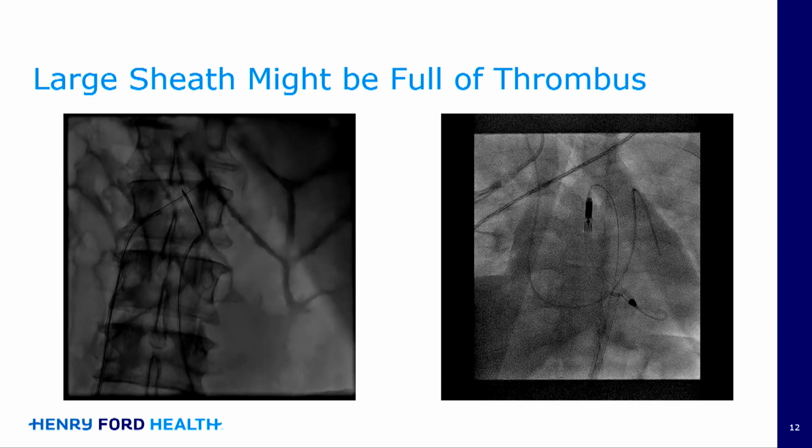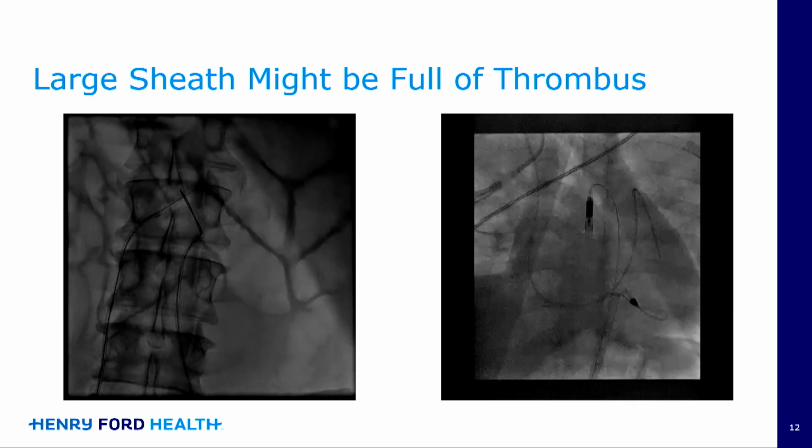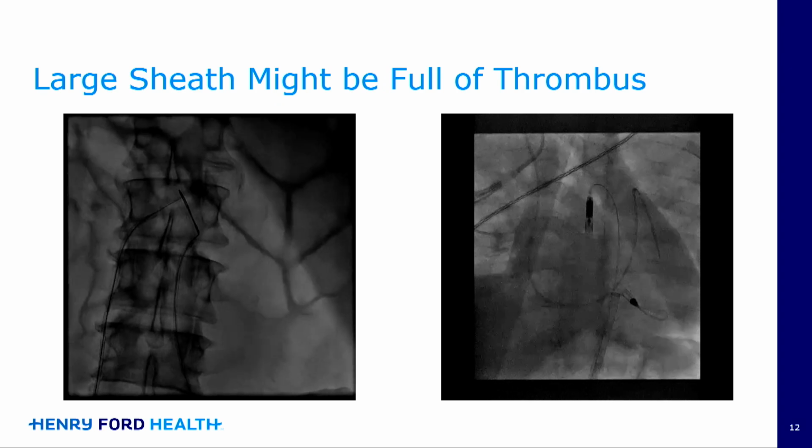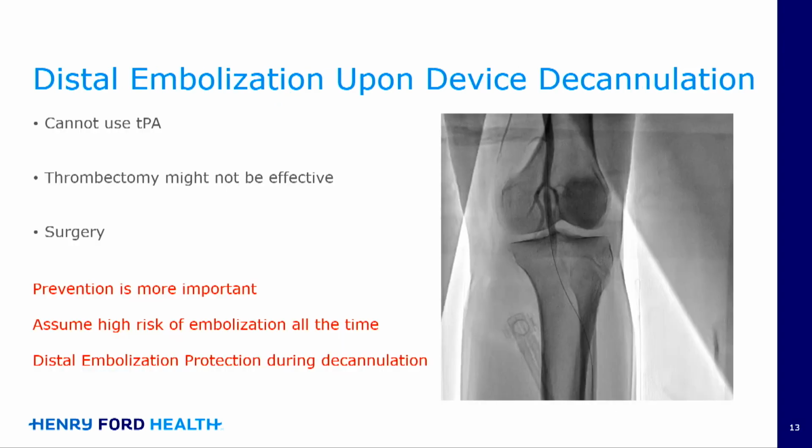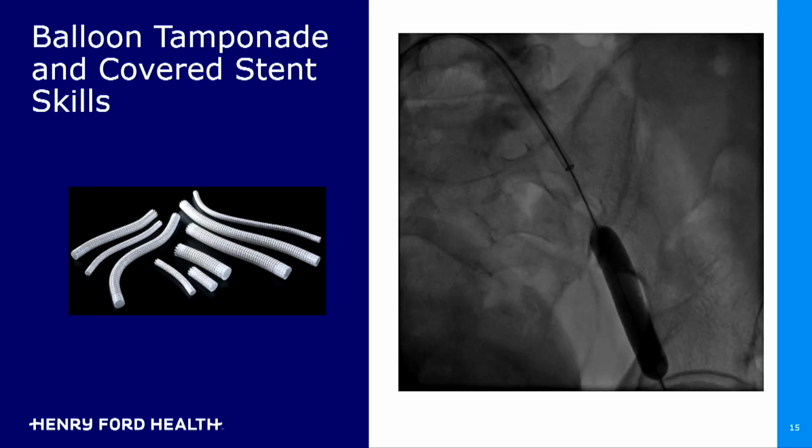A large sheath might be full of thrombus. This is one of our patients. Actually, Baba reminded me of this patient. I put this transcaval access, and that's a 5.0 Impella. When we removed it, it squeegeed the clot in there. Distal embolization upon device decannulation, I think happens 100% of the time, but sometimes we don't recognize it. The problem is you cannot use TPA. Thrombectomy is really less effective. Surgery might be the only option. Prevention is more important. Assume high risk of embolization anytime. You can prevent embolization to the lower extremity by using a cuff pressure or occlusive balloon, and that will help.